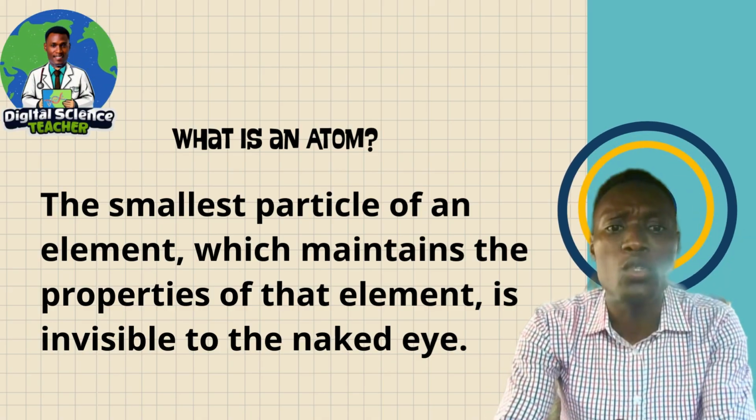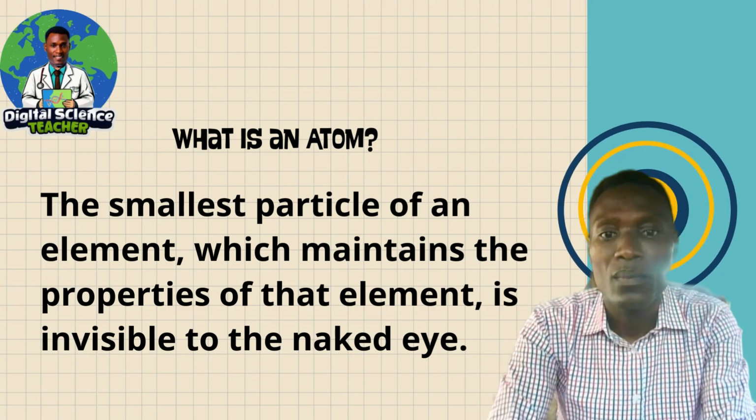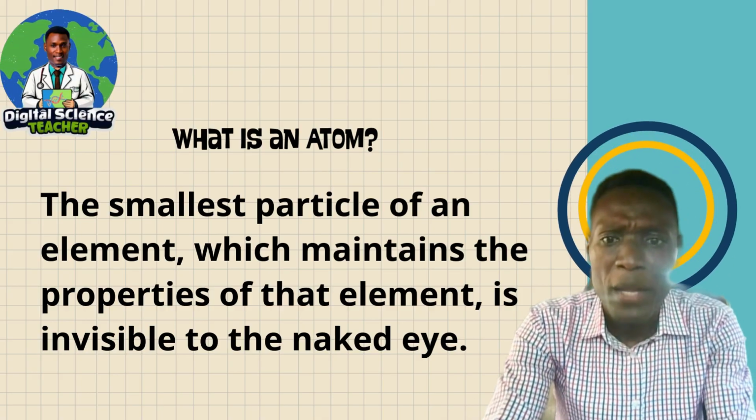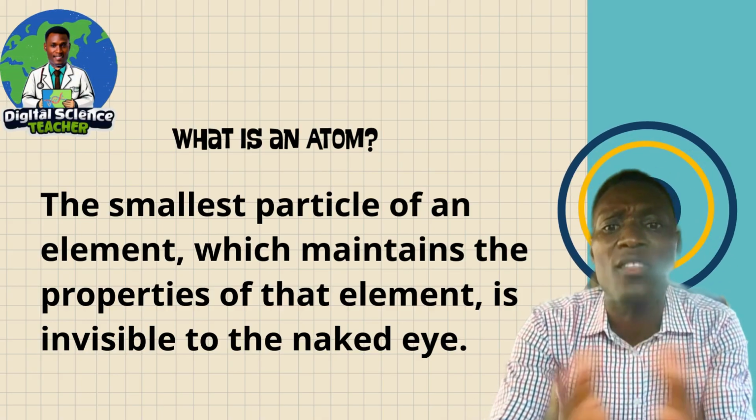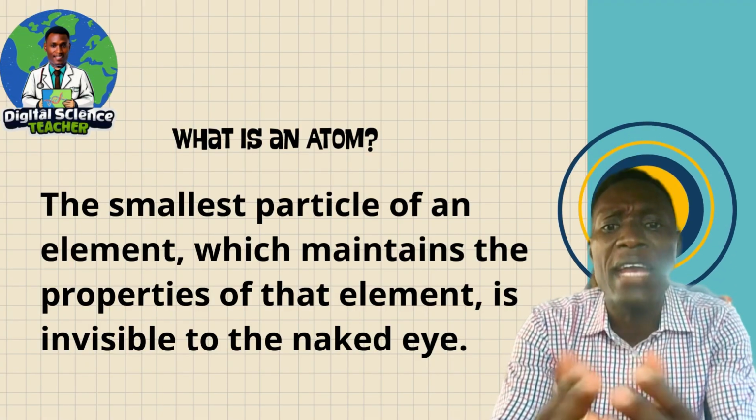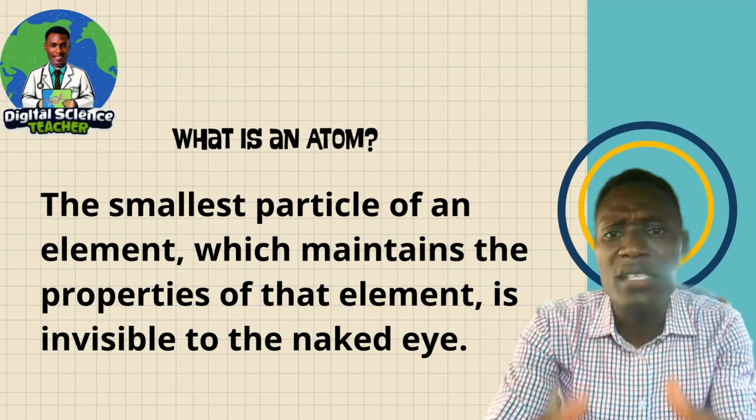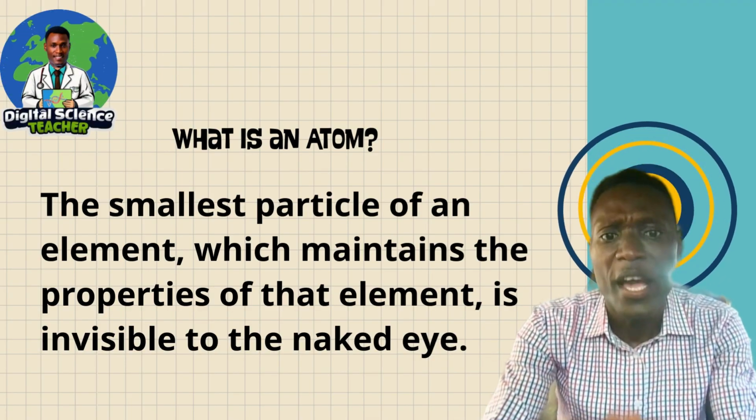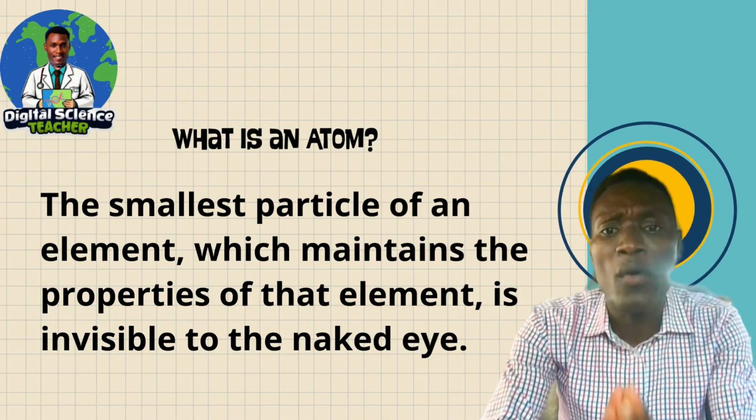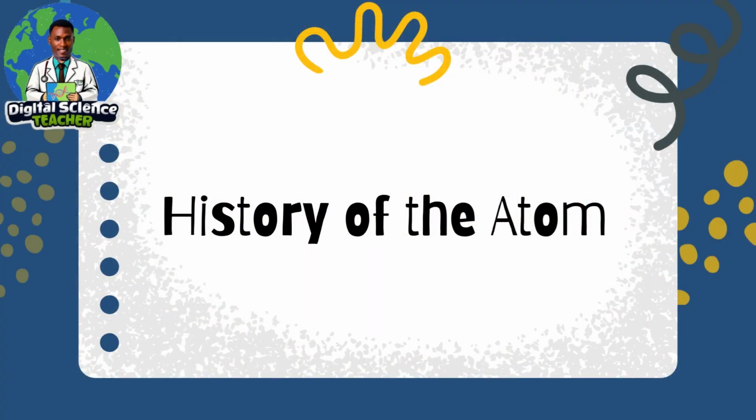Now, the first person to describe what an atom was Democritus. Democritus was a Greek philosopher. He was the first to describe what an atom is and called it the indivisible part of an element or of a substance. However, various chemists and physicists contributed to the knowledge that we now have about atom. So we are going to dive shortly into the history of atom.